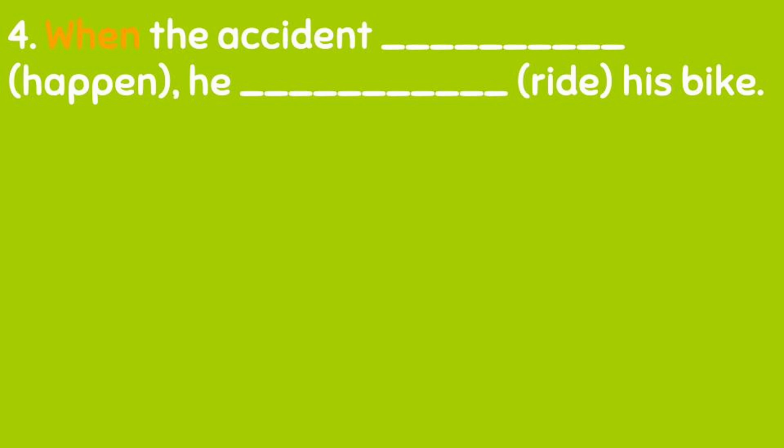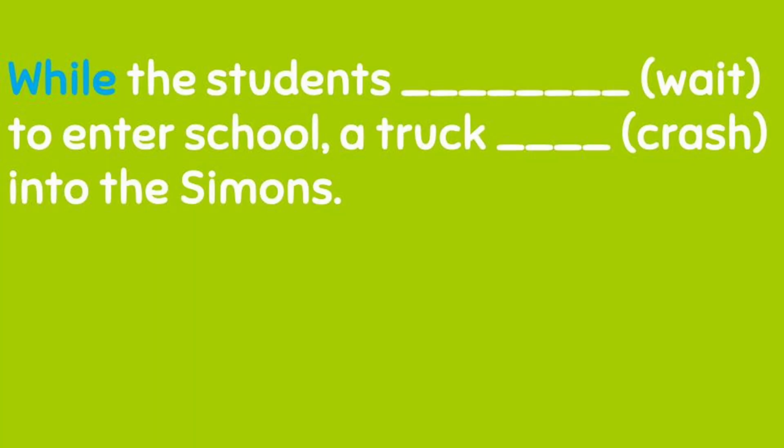What was he doing when the accident happened? He was riding his bike. So his bike ride took a longer time than, boom, the accident that happened. While the students wait to enter school, a truck crashed into the Simons downtown.